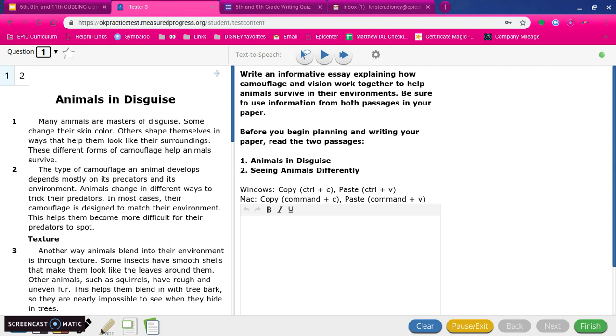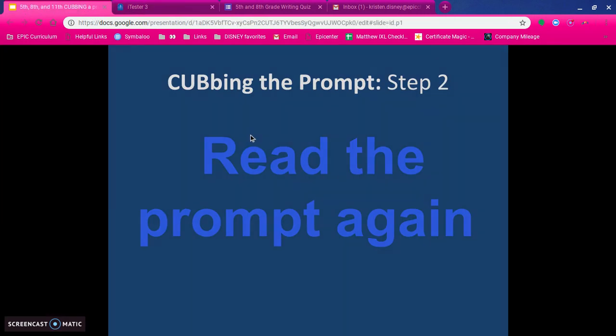So we're going to write an informative essay explaining how camouflage and vision work together to help animals survive in their environments. Be sure to use information from both passages in your paper. Before you begin planning and writing your paper, read the 2 passages, Animals in Disguise and Seeing Animals Differently. Okay, so we've done that.